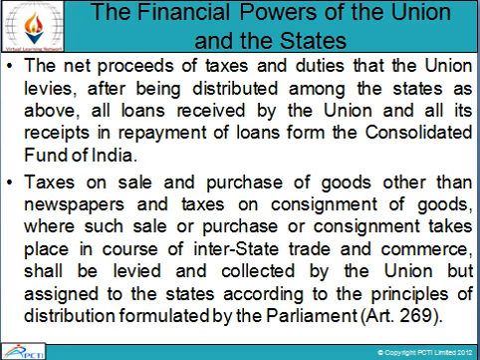Taxes on sale and purchase of goods other than newspapers, and taxes on consignment of goods, where such sale, purchase or consignment takes place in the course of interstate trade and commerce, shall be levied and collected by the union but assigned to the states according to the principles of distribution formulated by the Parliament, Article 269.